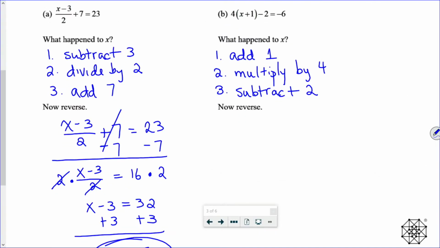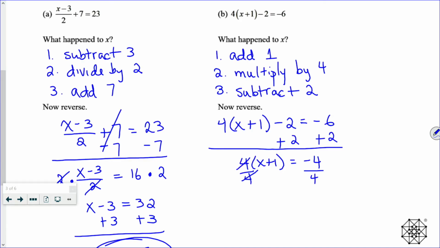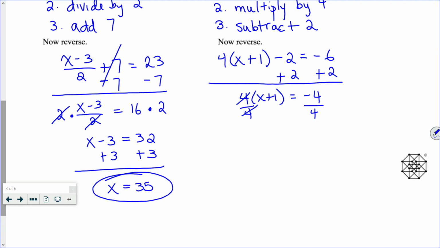Here we go. Let me pan up a little bit. Again, I'm going to write down my equation first. 4 times x plus 1 minus 2 equals negative 6. Let's add 2 to both sides. That's going to give us 4 times x plus 1 is equal to negative 4. We're then going to divide both sides by 4. 4 divided by 4 is 1. That gives me x plus 1 is equal to negative 1.